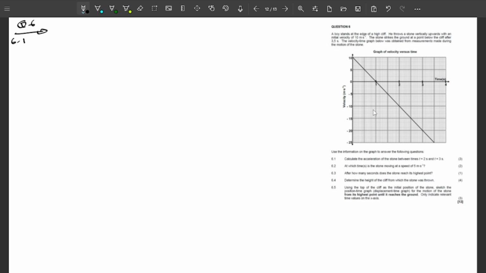Good. So the first question you should ask yourself before solving this is: what is the direction of the motion of the ball? Is it upwards or downward? Did it take upwards as positive or downwards as negative? What is happening, right? Remember, the boy stands at the edge of a cliff, and now he throws a stone vertically upwards.